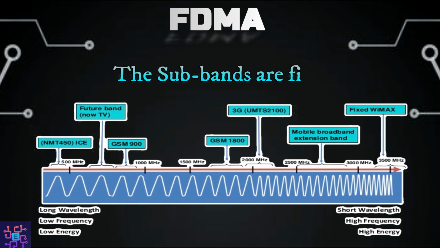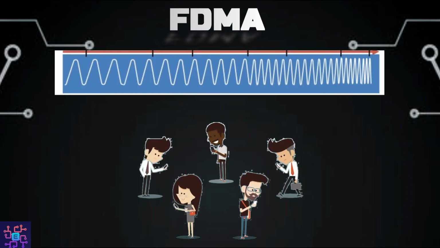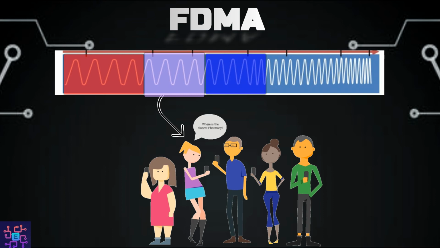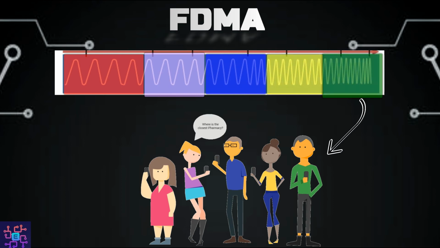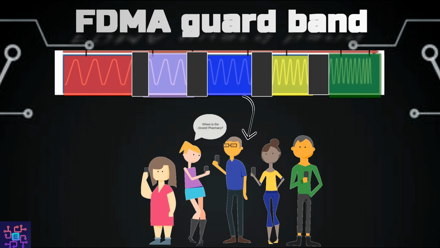In FDMA, the subbands are fixed, but the allocation of subbands has to be done dynamically as and when a number of users switch on their phone and intend to talk. All of the users are free to use their frequency bands across the duration of the call. Such closely spaced frequency subbands have the problem of energy from one subband spilling over to another subband because of non-ideal filters. So we need to have guard bands between the two subbands. So this was all about frequency division multiple access technology (FDMA).